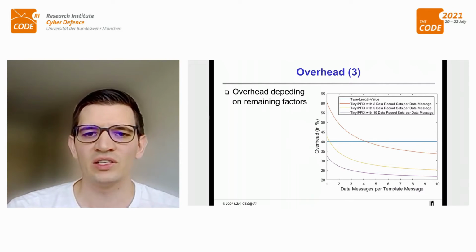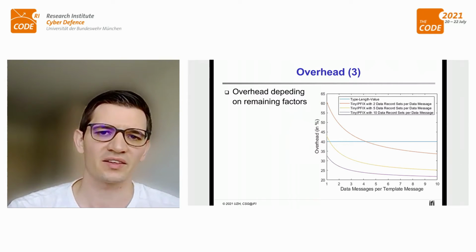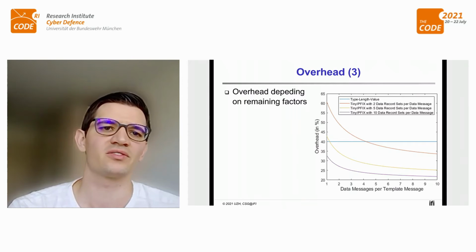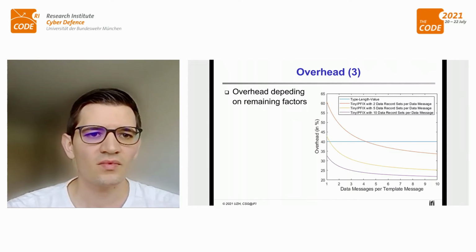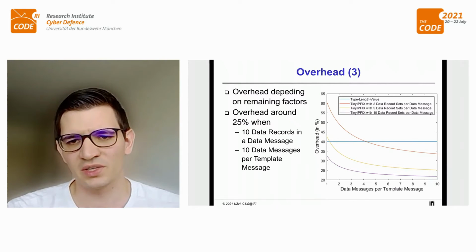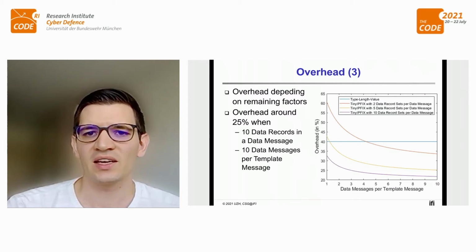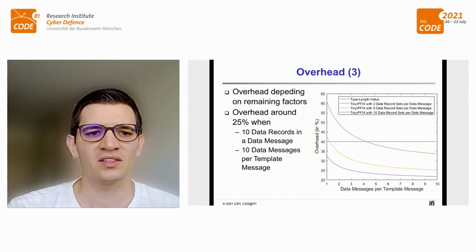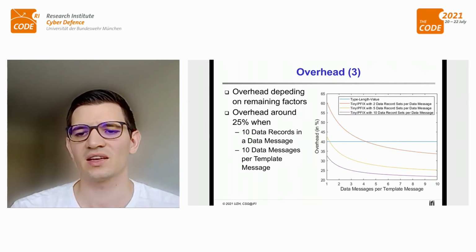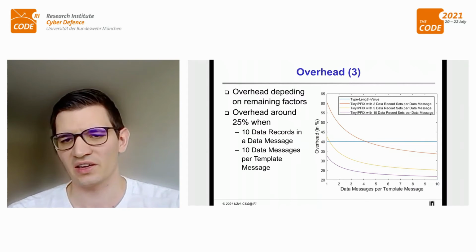In the graphic, we plotted the overhead of TinyIPFIX depending on those 2 factors. And we also plotted the overhead of type length value. We can see that the overhead of TinyIPFIX can go much below the overhead of type length value. For example, if 10 data records are sent in a data message and 10 data messages are sent until a template message is sent again, then the overhead of TinyIPFIX is below 25%.